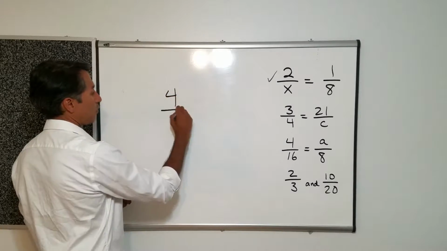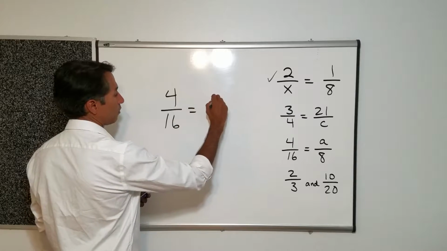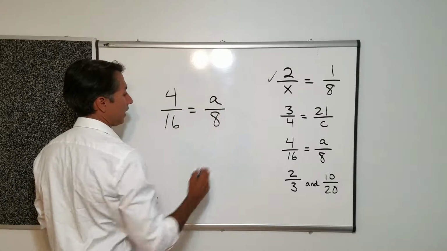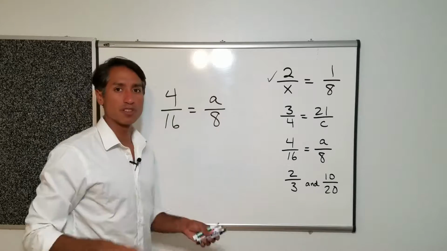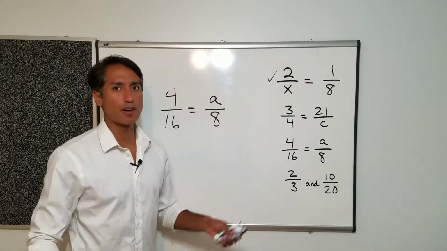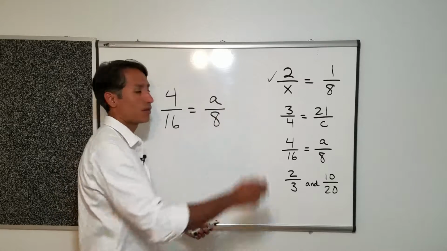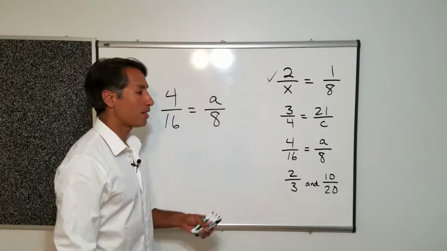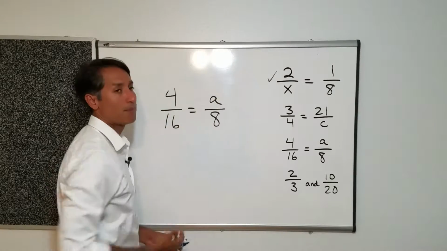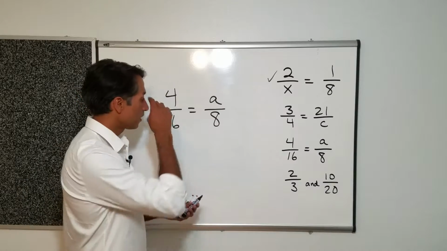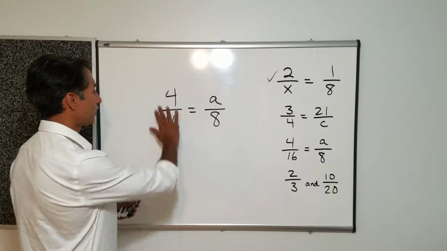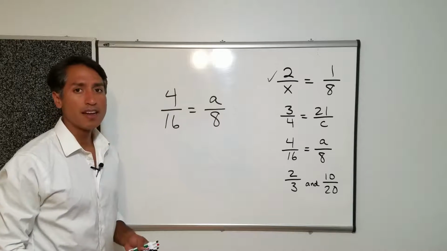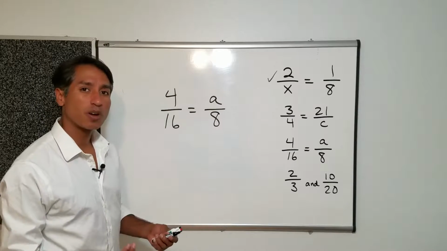Let's see here, 4 over 16 equals a over 8. As I said before, if these are decimals or negative numbers or whatever, or like 5 square root 2, it doesn't matter. All that matters is that you follow the same pattern. Now, this one's kind of interesting because I got a lot of numbers that are similar. They're all divisible by 4s, okay? So could I take some shortcuts?